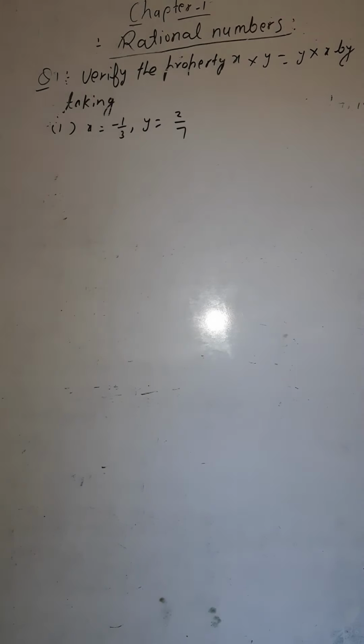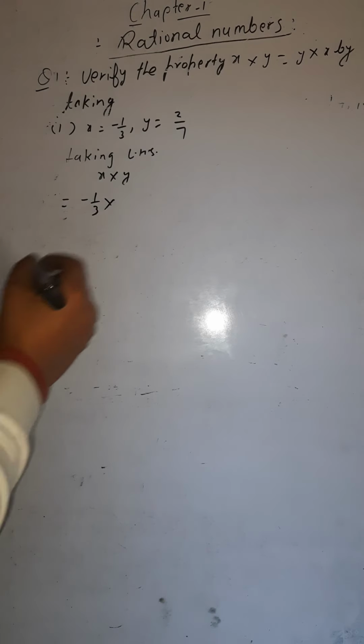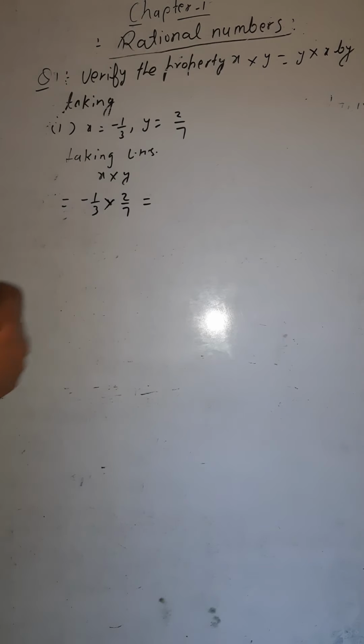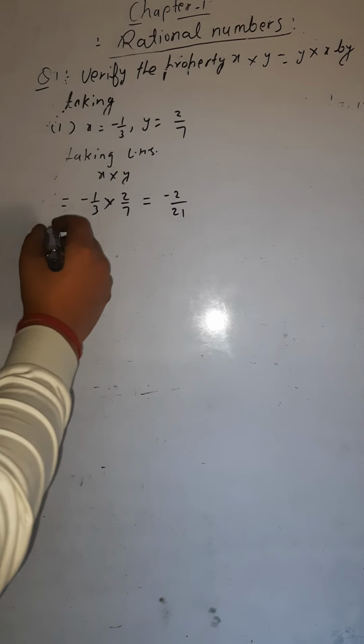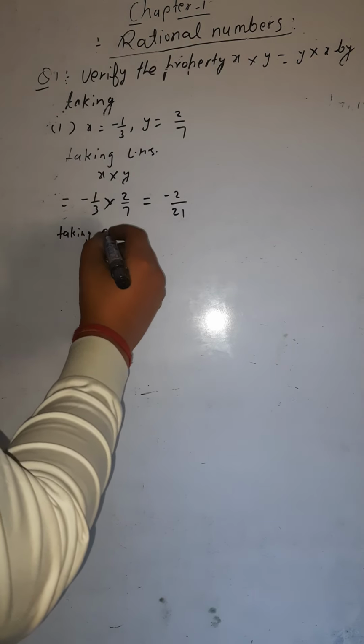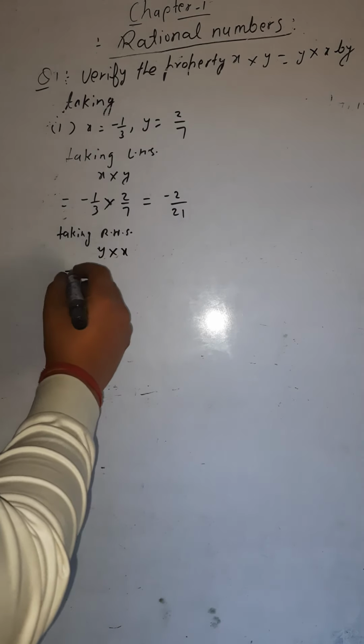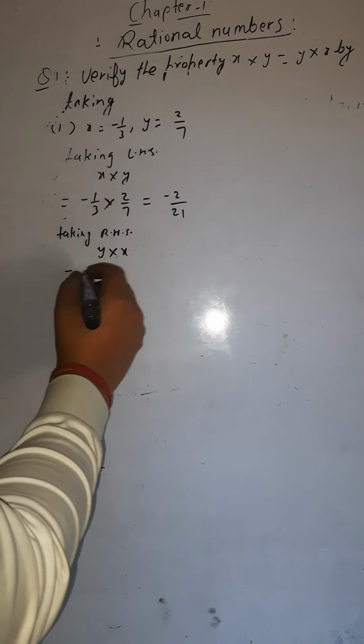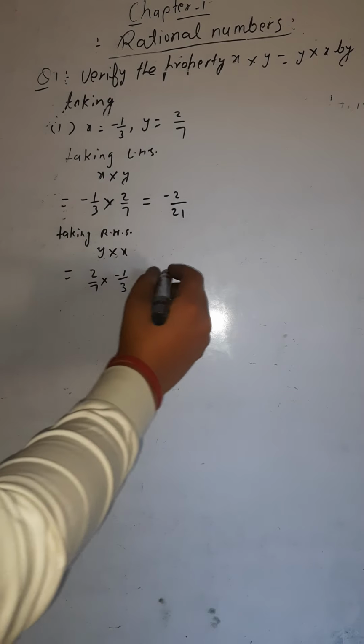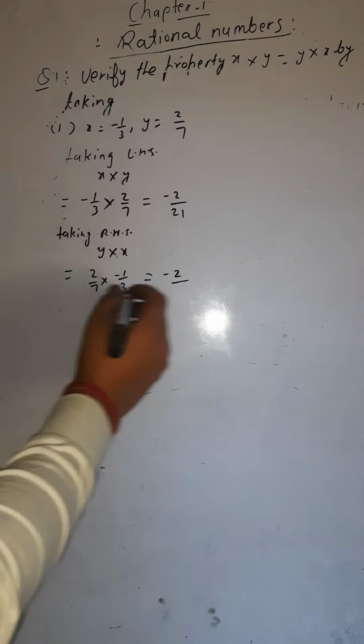Taking LHS. LHS is what? X multiply y. So the value of x is minus 1 by 3 and the value of y is 2 by 7. So the answer would be: 1 times 2 is 2, so minus 2 by 7 times 3 is 21. So this is the value of LHS. Now take RHS. RHS is y multiply x. So here the value of y is how much? 2 by 7, and the value of x is minus 1 by 3. Here you can see 2 times 1 is 2, that is minus 2 by 7 times 3 is 21. So in both the cases you can see the answer is coming the same.